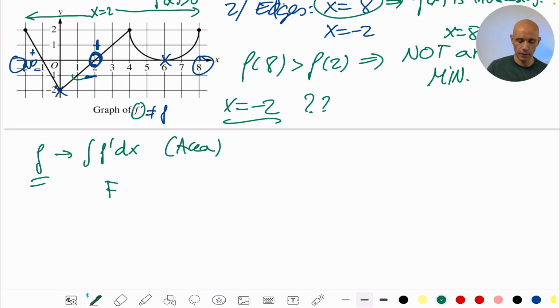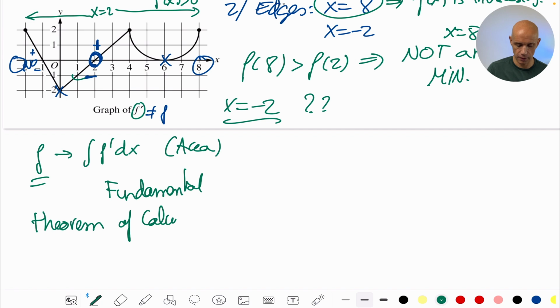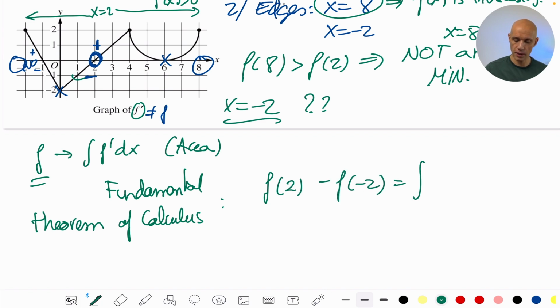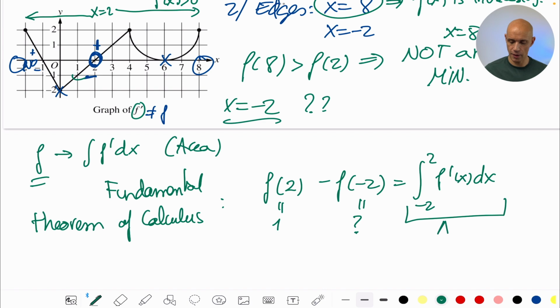So let's use the fundamental theorem of calculus. Like, wow, that's fundamental. Yeah, and it is, because it was a big step forward in solving derivatives and integrals, and it was found by Newton. So what we have is that the value of f at 2 minus the value of f at minus 2 equals the integral from minus 2 to 2 of f prime dx. That's the fundamental theorem of calculus. You know that f of 2 is equal to 1, and you want to find f of minus 2, but you have to get to know this, and this is area.